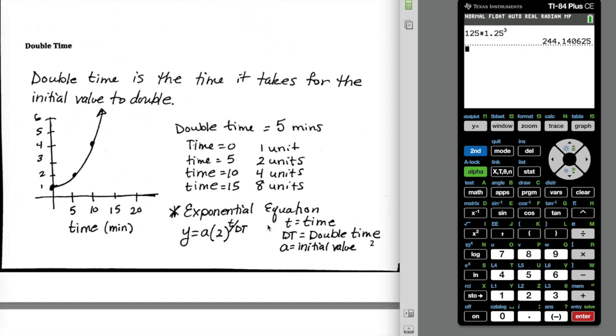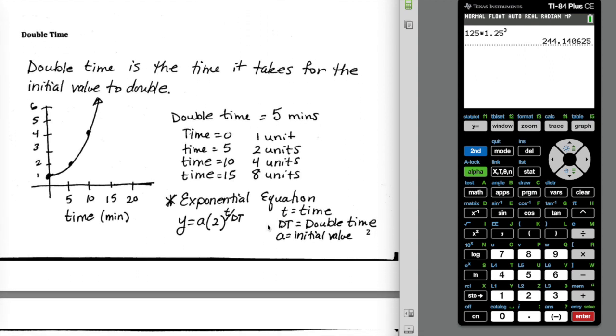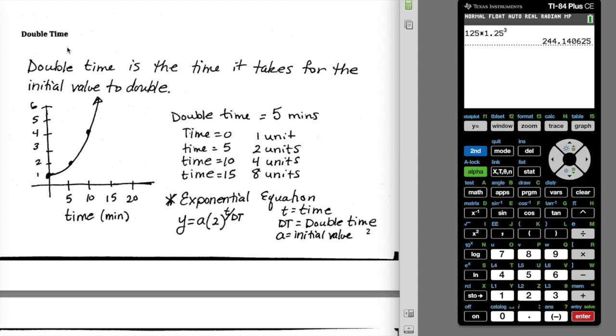Okay, so now that we have an idea of the difference between linear and exponential growth, remember linear is an absolute change per unit of time, and exponential growth or decay is going to be a relative change per unit of time. That's the big difference. So we're going to talk about double time next.